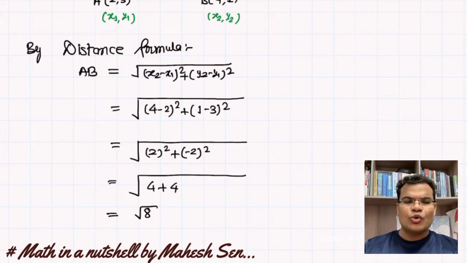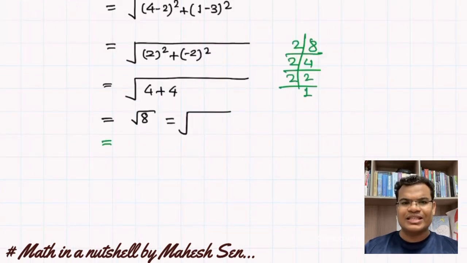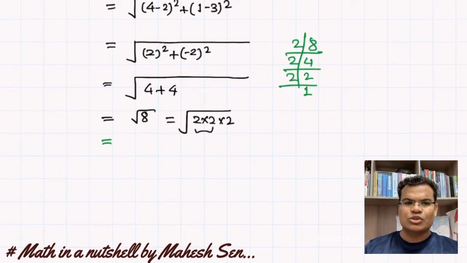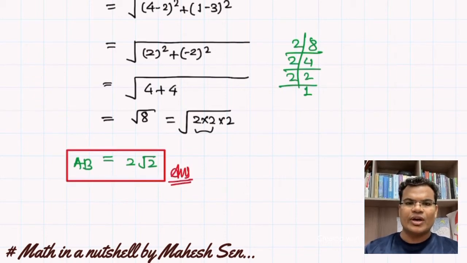After this, under root 8 we can directly write as 2 root 2, but I want to tell you how we get this value. We factorize 8 as 2 into 2 into 2, and we take out the square root of the pair of 2s, so one 2 comes out and one 2 stays inside the under root. So the distance between the two points A and B is 2 root 2. This is the first answer.